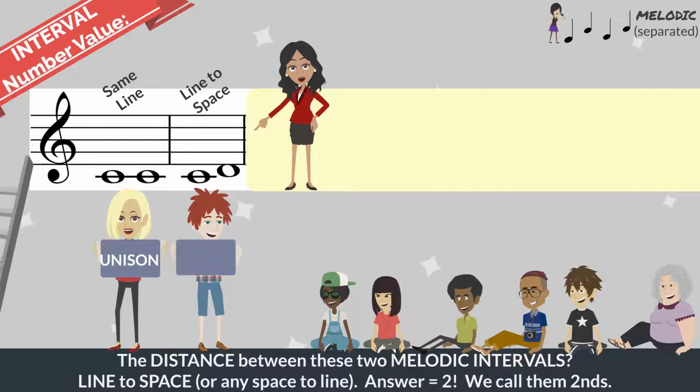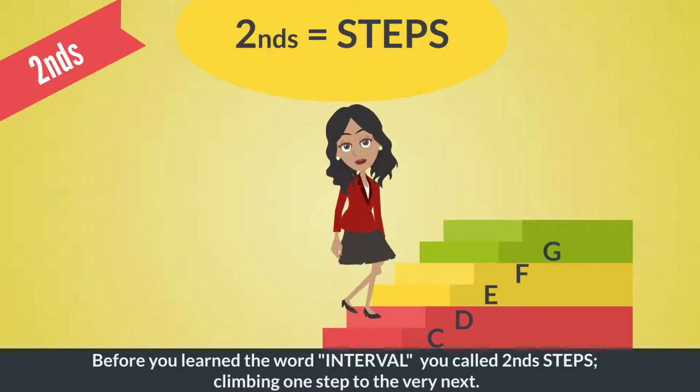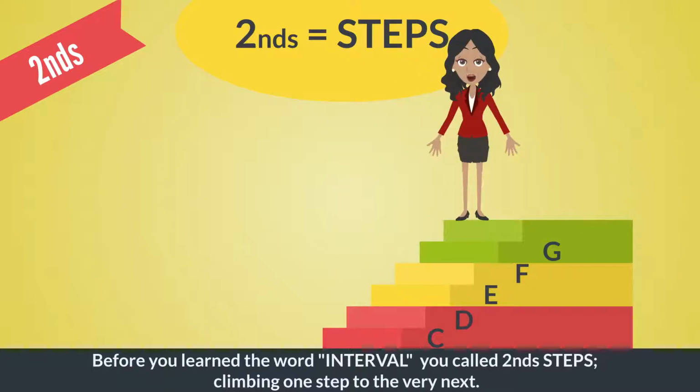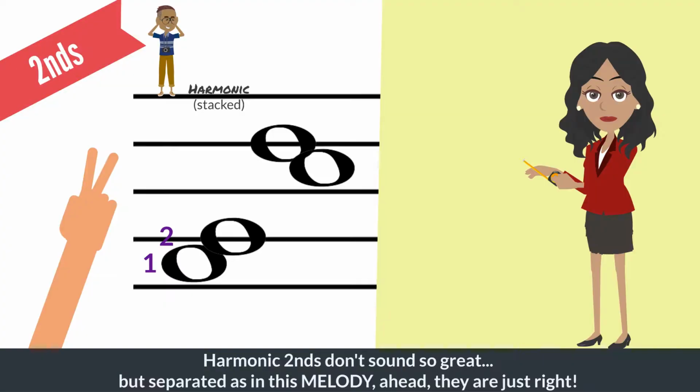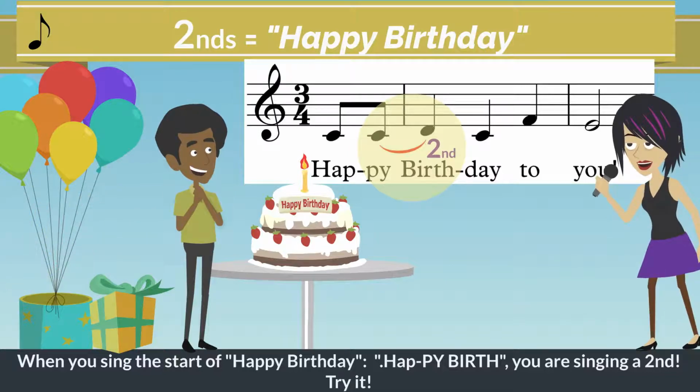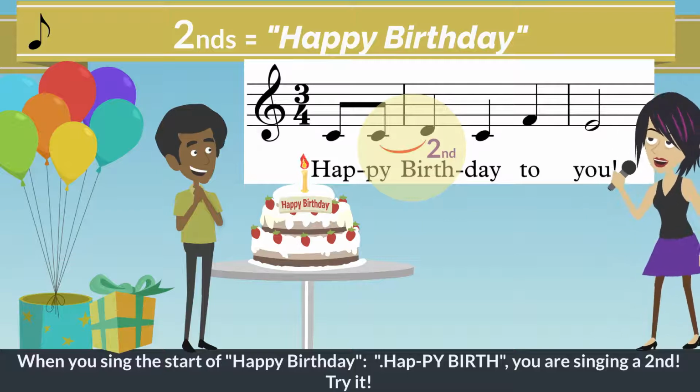The distance between these 2 melodic intervals, line to space, or any space to line, the answer is 2. We call them seconds. Before you learned the word interval, you called seconds steps, climbing one step to the very next. Harmonic seconds don't sound so great. But separated in this melody ahead, they are just right. When you sing the start of Happy Birthday, Happy Birth, you are singing a second. Try it.